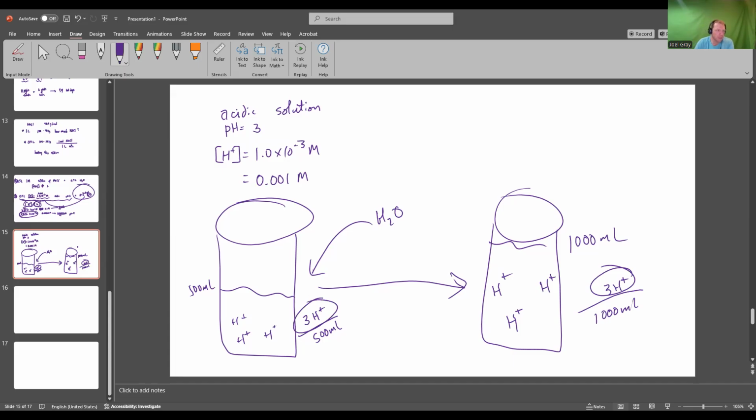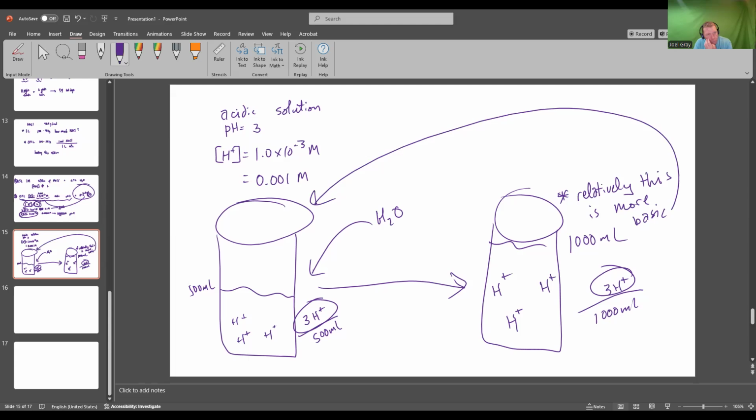So relatively, this solution is more basic than this one. Because our hydrogen ion concentration, in a relative sense, went down because it's the same number of ions in a greater volume. Okay. That's what I've got for your review for this exam.